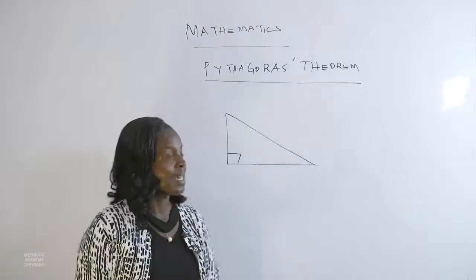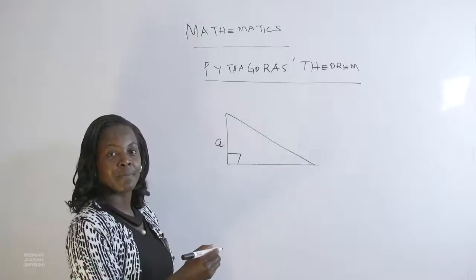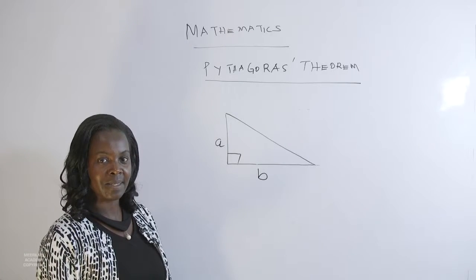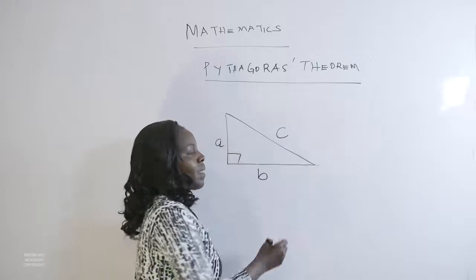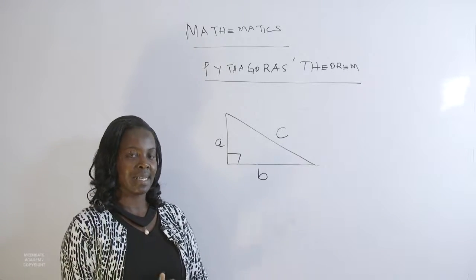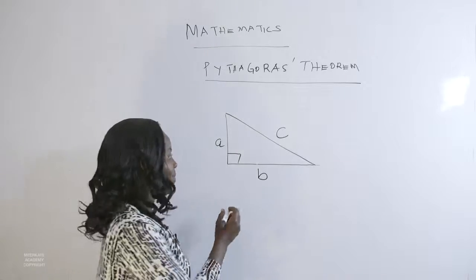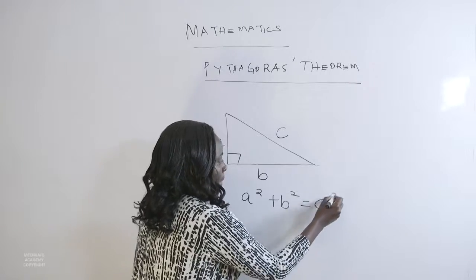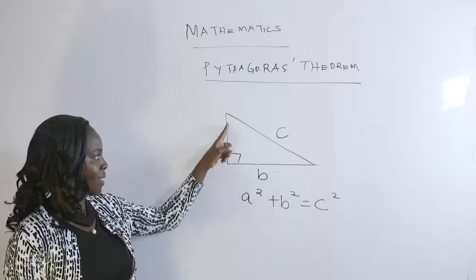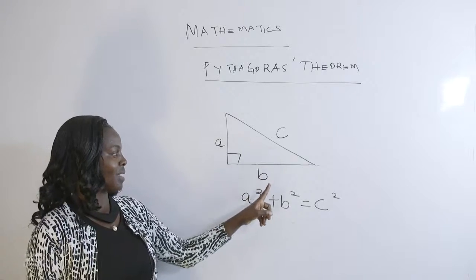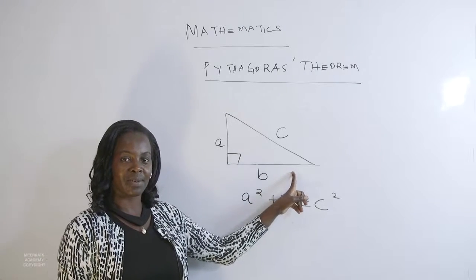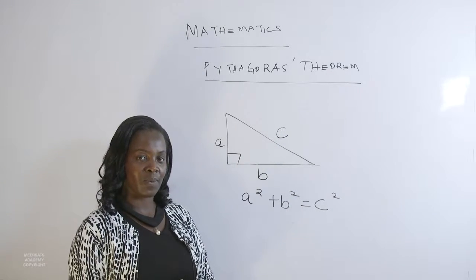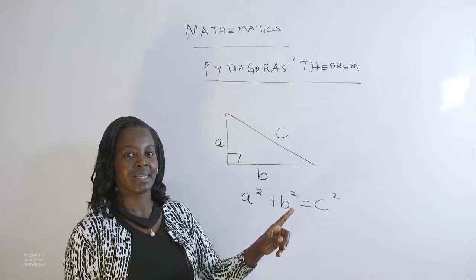In other words, it says if one of the shorter sides is A, and another shorter side is B in length, and the longer side is C in length, it says A squared, which is the length of one of the shorter sides, plus B squared, which is the length of the other shorter side, will give us C squared, which is the square of the length of the longer side.